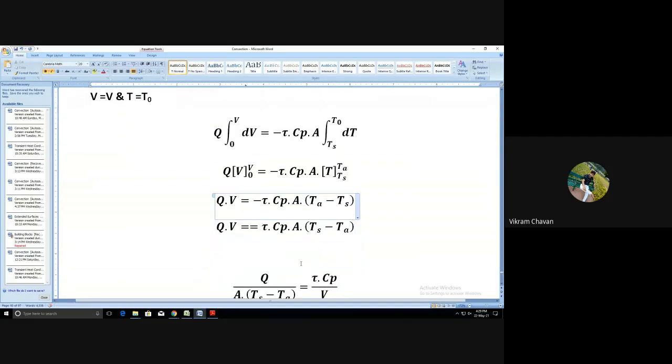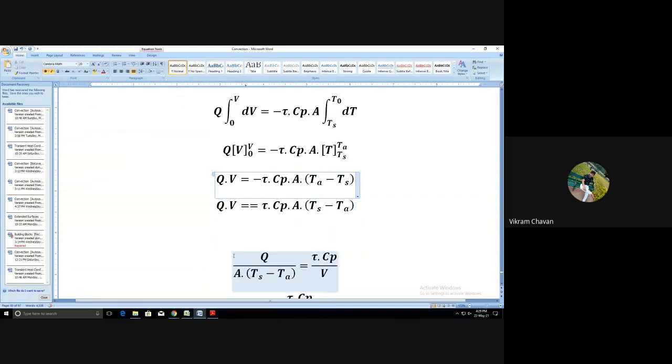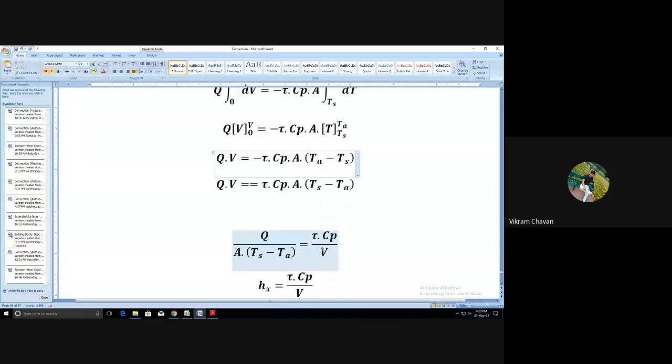Okay. So further, if you transfer this Ts minus Ta and A to one side, we'll get Q divided by A multiplied by Ts minus Ta, and on the other side, tau multiplied by Cp divided by V. Now this equation, we are familiar with this equation. This is nothing but heat transfer coefficient.